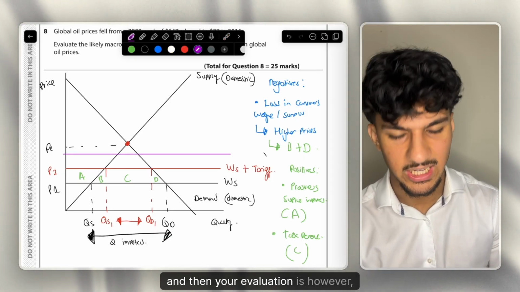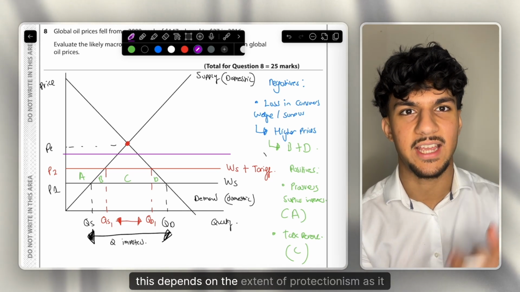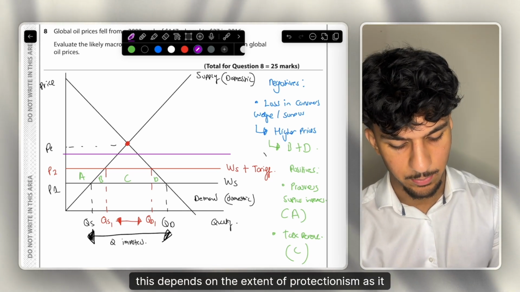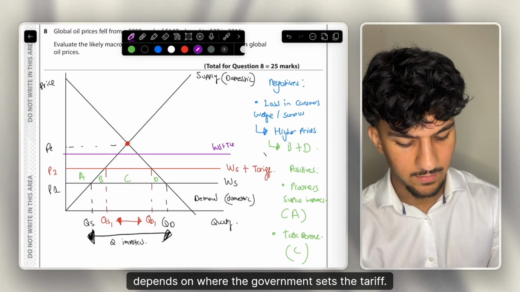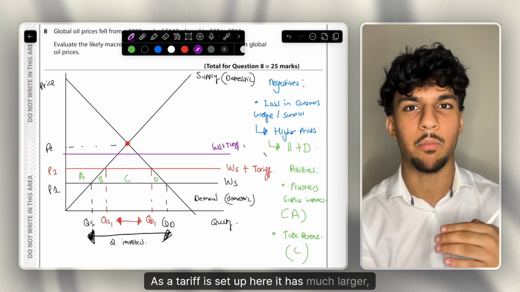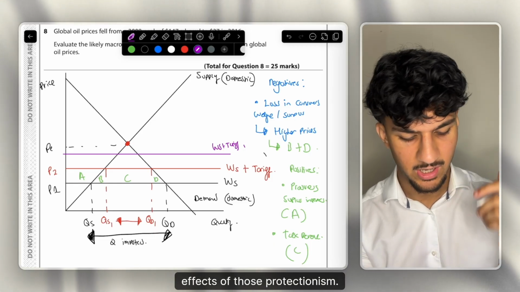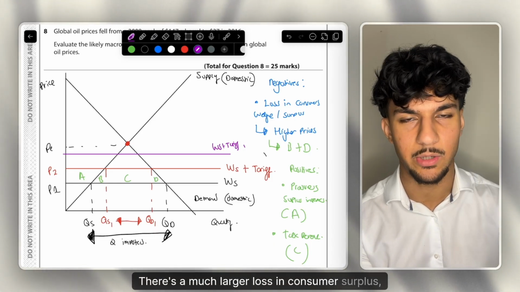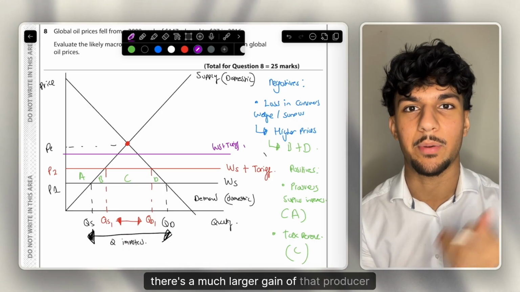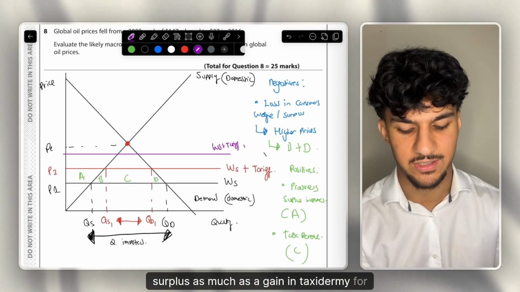And then your evaluation is, however, this depends on the extent of protectionism, as it depends on where the government sets the tariff. If the tariff is set up here, it has much larger, much amplified effects of that protectionism. There's a much larger loss in consumer surplus. There's a much larger gain of producer surplus. There's a much larger gain in tax revenue, for example.